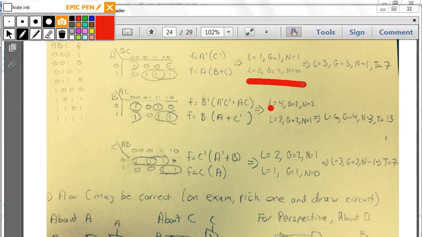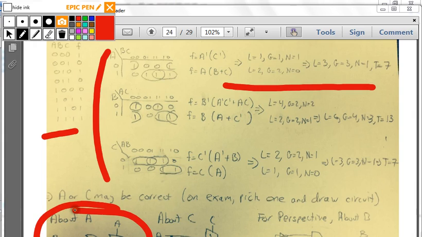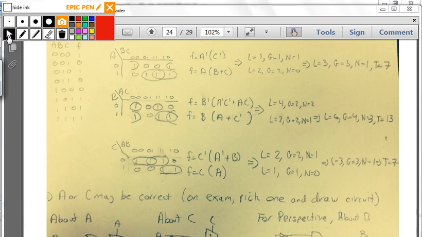What I'm debating doing instead on the exam, I'm trying to figure out how much, because this is taking a little longer than I thought it was going to. Instead of having three, I might have a three variable input and tell you to do Shannon expansion about one of them. Tell me the cost and then design the circuit. I think that's what I'll do on the exam instead, because I don't want to take up too much time. So let's make it as though it's three problems.